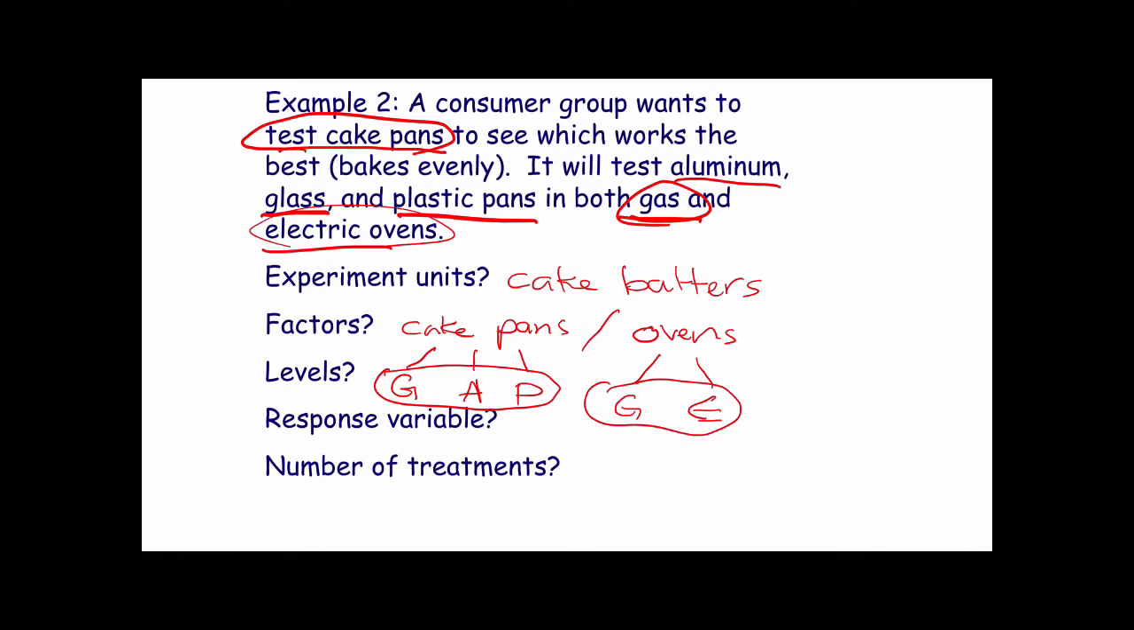So now the response variable, think about what they're actually testing in the end. How are they going to know whether or not these cake pans worked or which one worked best? If you think about testing these cake pans on cake batter, we should look to see how the cake turned out. So the response variable is basically which cake baked more evenly, or which pan, I guess, produced a cake that baked more evenly.